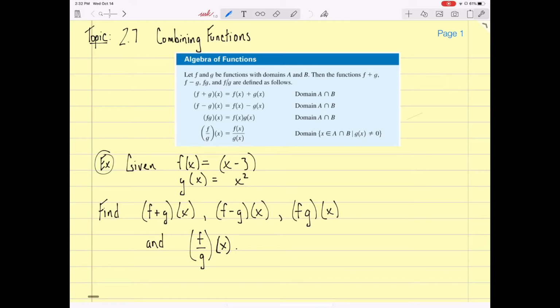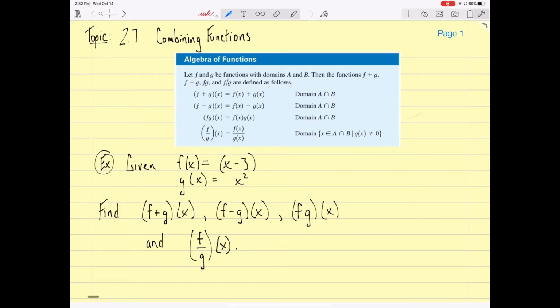All right, today we're going to look at combining functions. So this section at first looks like there's a ton of notation and things to get used to, and there's a little bit, but then you'll see after we do a few, it's really not complicated what we're doing overall. So in this box, the algebra of functions, it gives you all this information. Let f and g be functions with domains A and B, then the functions f plus g, f minus g, fg, and f divided by g are defined as follows.